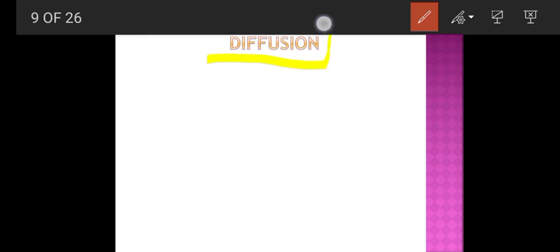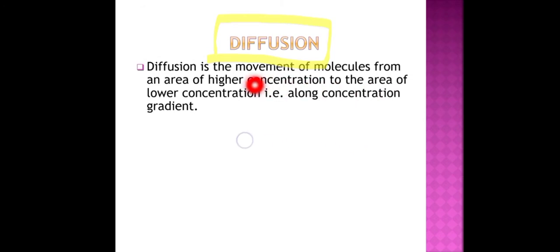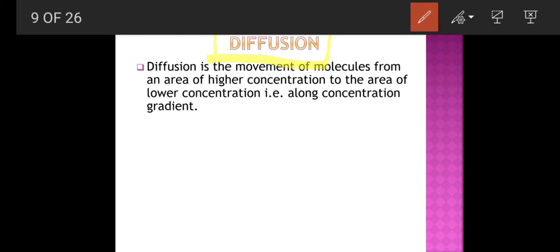Now we will firstly discuss diffusion. What is diffusion? Diffusion is the movement of molecules from an area of higher concentration to an area of lower concentration. Diffusion is the movement from higher concentration to lower concentration, and it is along the concentration gradient.